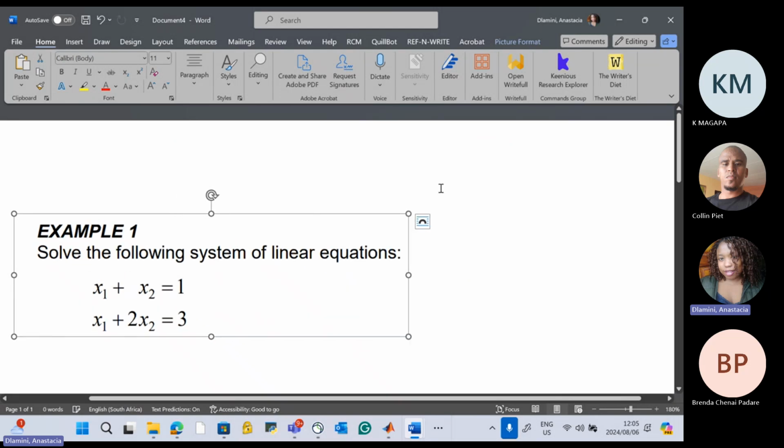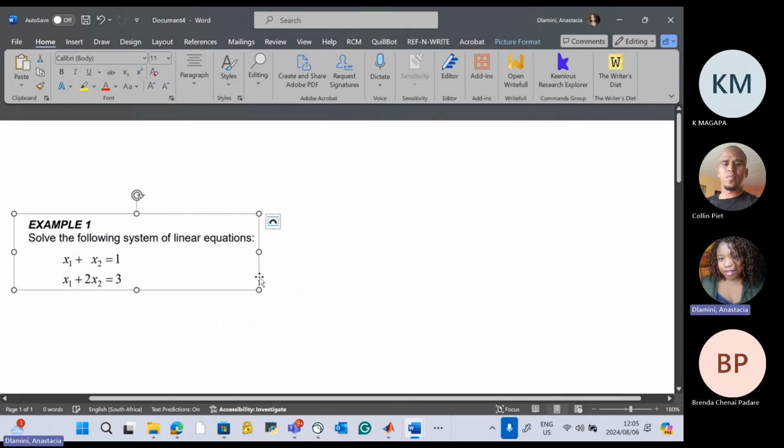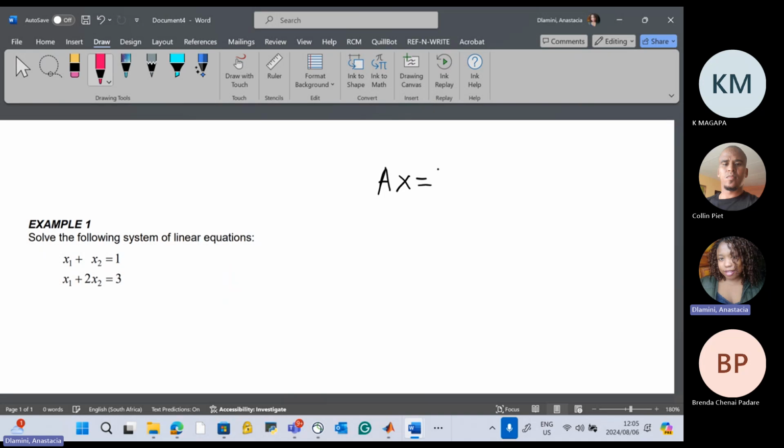Okay. Now we're solving the system of linear equations, right? We want to write it in terms of AX equals B. If it's written as x1 plus x2 plus 2 equals 0, you write it in standard form. All constants should be on the right-hand side. Are we all together? Do you see that, guys? Yes, ma'am. Thank you. All constants should be on the right-hand side.